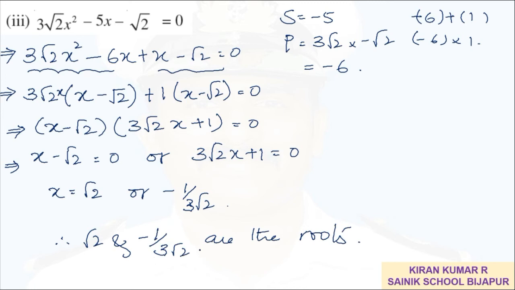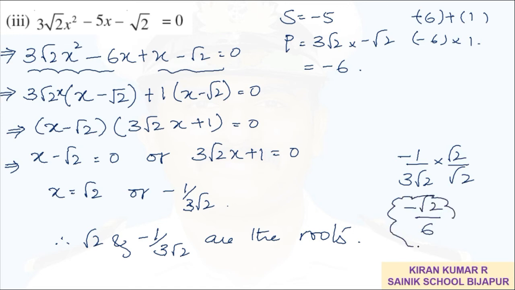If you don't like the denominator to be an irrational number, this can be changed by rationalizing the denominator. You'll be getting minus root 2 upon 6. You may consider this also instead of minus 1 by 3 root 2. These two are one and the same. Hope you understood this. Let's move on to the fourth sub question.